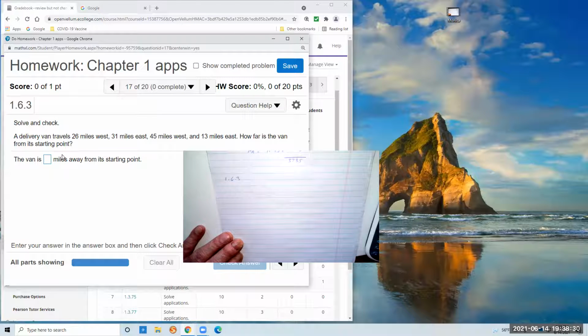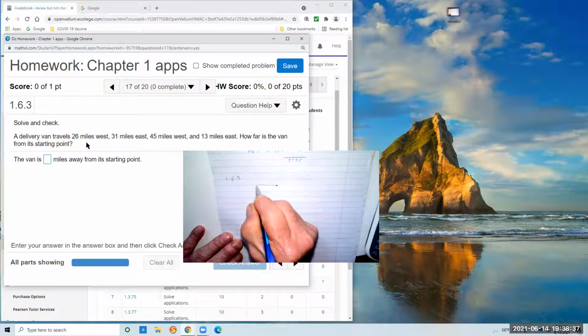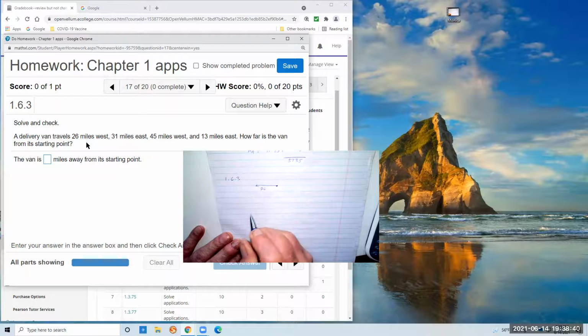A delivery truck or van travels 26 miles west. So let's say we're at this starting point. We're going to go 26 miles west. And then from that end point, we're going to go 31 miles east. There's the starting point. So if we go 31 miles east, how far are we now from the starting point? Well, 31 minus 26, we are actually 5 east, plus 5, of the starting point.